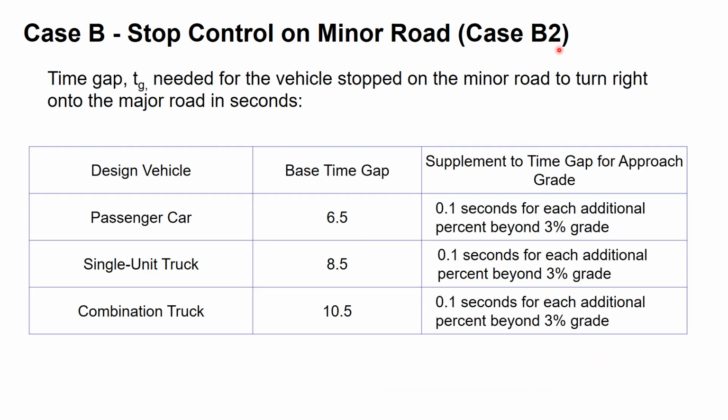Next, we're going to case B2, and we do see that there's an adjustment here or a difference in this base time gap. So our overall equation of 1.47 times the design speed of the major road times your time gap stays the same, but that base time gap changes depending on our scenario. So this is case B2. We've got our same type of design vehicles, different time gaps, and now 0.1 seconds for each additional grade beyond the 3%. And this is for making a right turn.